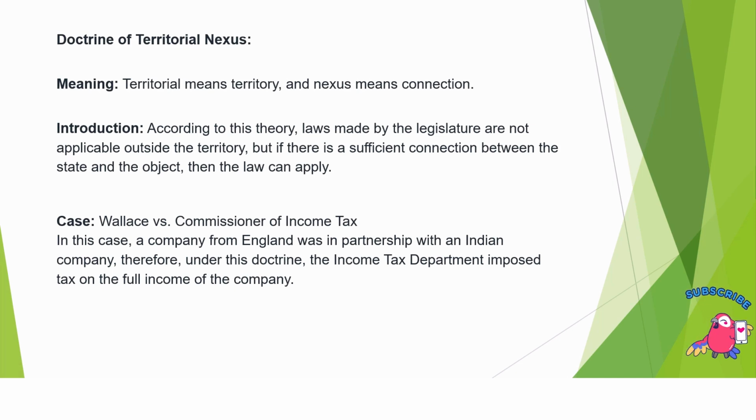Case law is Wallace versus Commissioner of Income Tax. In this case, a company from England was in partnership with an Indian company. Therefore, under this doctrine, the income tax department imposed tax on the full income of the company.